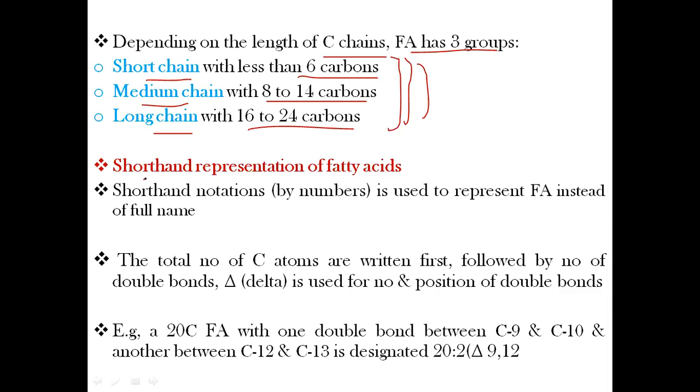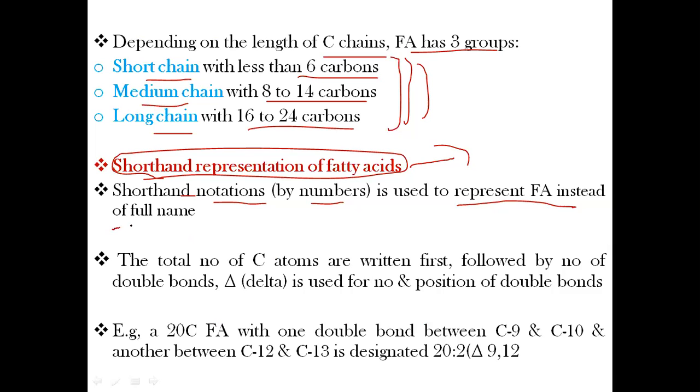Next one is the shorthand representation of fatty acids, that is, how we can represent a fatty acid in a short manner instead of its long name. Some short notations, denoted by numbers, are used to represent a fatty acid instead of its full name. First, the total number of carbon atoms is written, followed by the number of double bonds. Also, notation like delta is used for the number and position of double bonds.